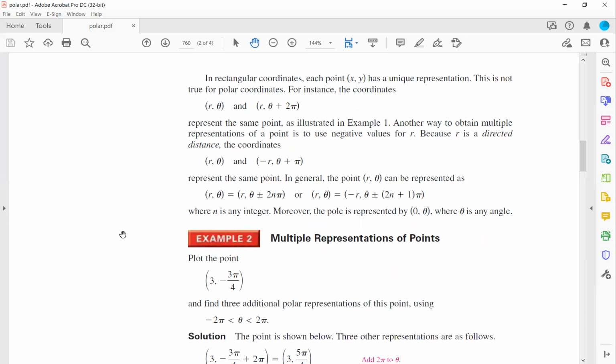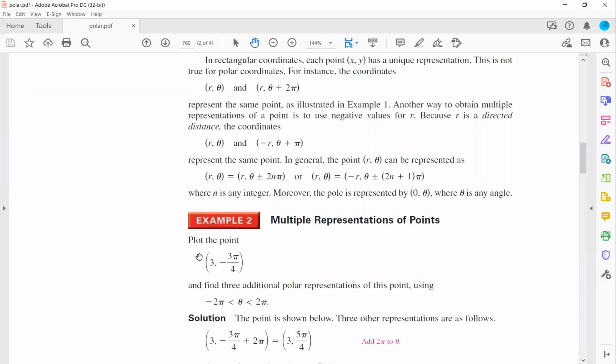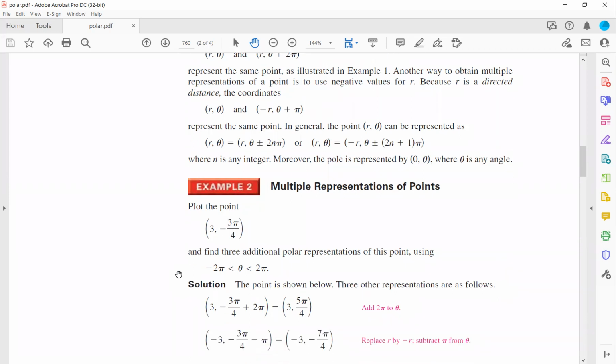Let's take a look at this example. Here you have the point (3, -3π/4). Well, can we find an equivalent representation for this point in polar coordinates? Yes. What I can do is copy down my r and then add or subtract 2nπ to theta. So I copy down r, add 2π to the original angle, and I get 5π/4.